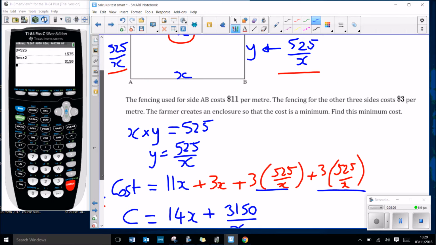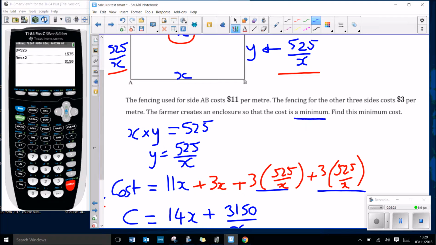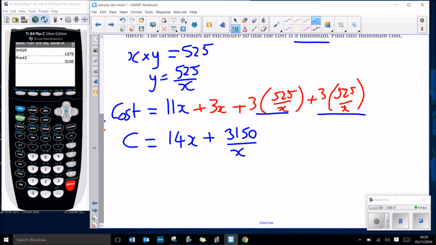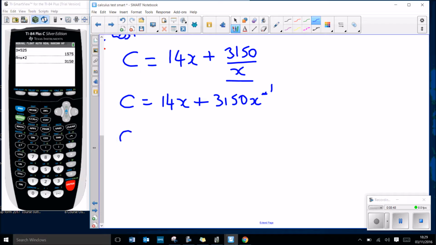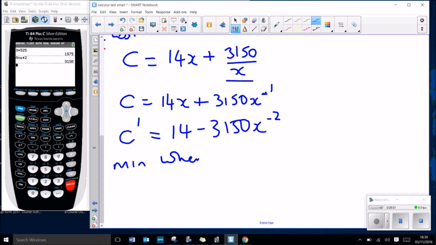We're trying to find the cost so it is a minimum. So in order to do that, we differentiate this. Because we're differentiating, first of all, we need to rewrite this in power form. So cost is 14x plus 3150 x to the minus 1. And differentiating that gives 14 minus 3150 x to the negative 2. It's a minimum when that expression equals 0.